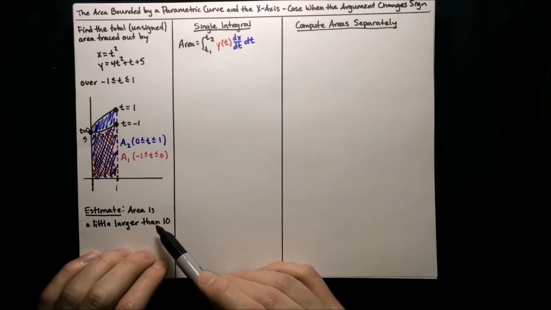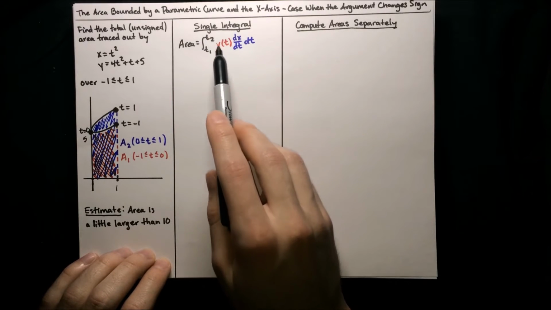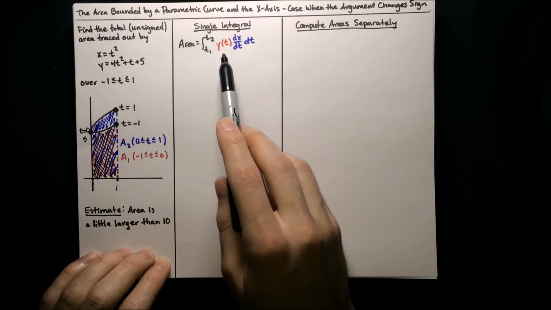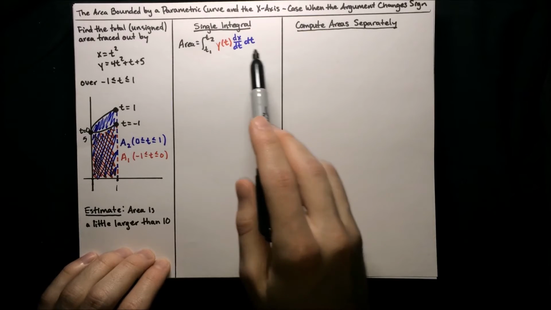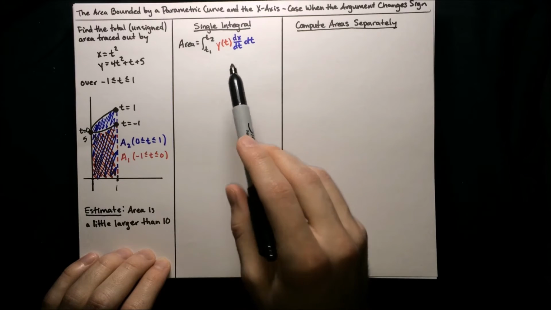Now, this problem is a little bit tricky because our usual approach of doing the single integral is going to yield a kind of weird result. And we're going to have to do something else to remedy that problem. But for right now, let's continue computing our single integral as we usually do and just see what happens.